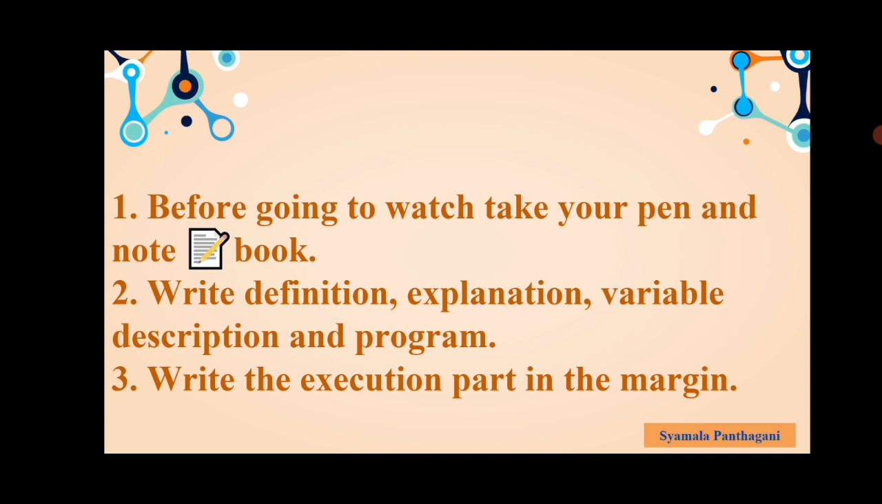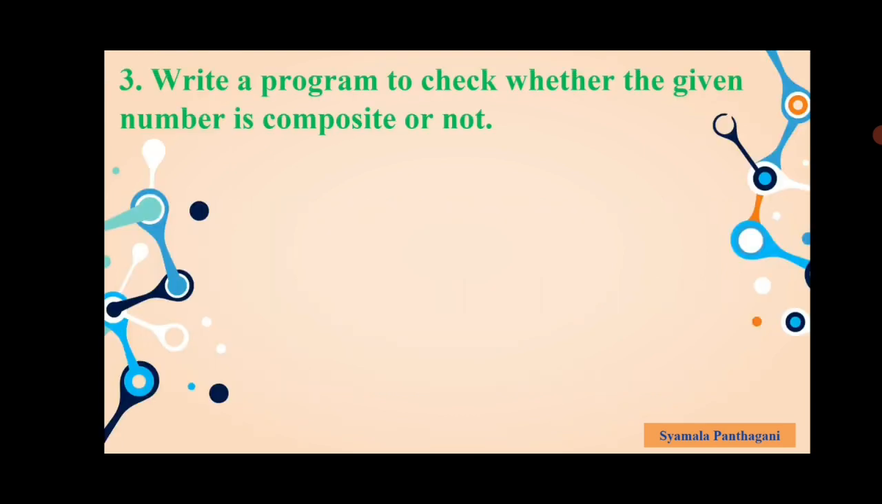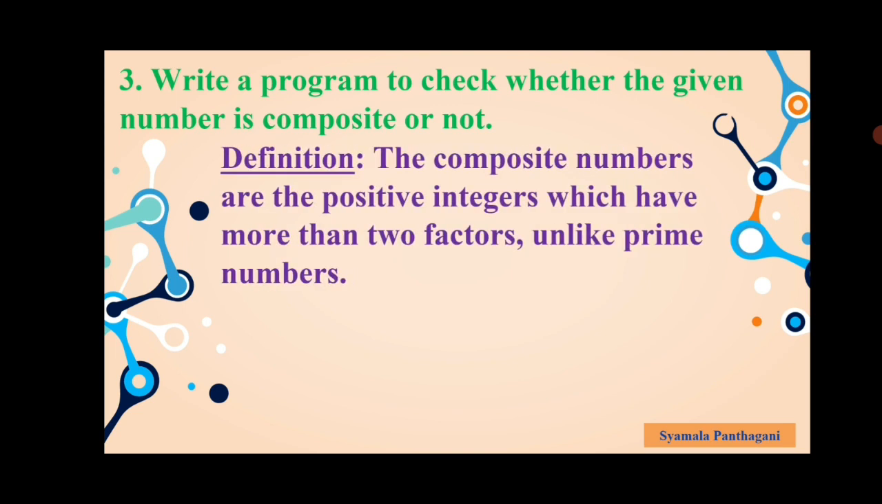Now, I am going to teach the next program. Third program: write a program to check whether the given number is composite or not. What is a composite number? Here is the definition. The composite numbers are the positive integers which have more than two factors, unlike prime numbers.